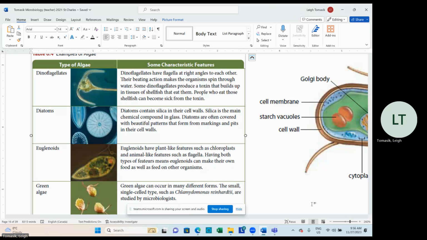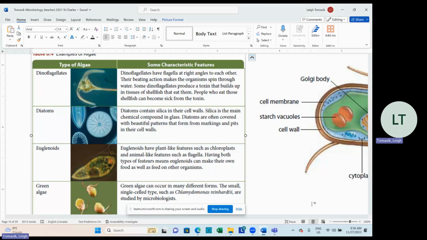Really, really neat. We also have dinoflagellates. Dinoflagellates have three flagella at right angles to each other, which lets them maneuver very well in the water. Dinoflagellates we don't like to see in the water though, because they are toxic and they build up in the tissues of the shellfish that eat them. And people who are exposed to those shellfish can become sick from the toxins.